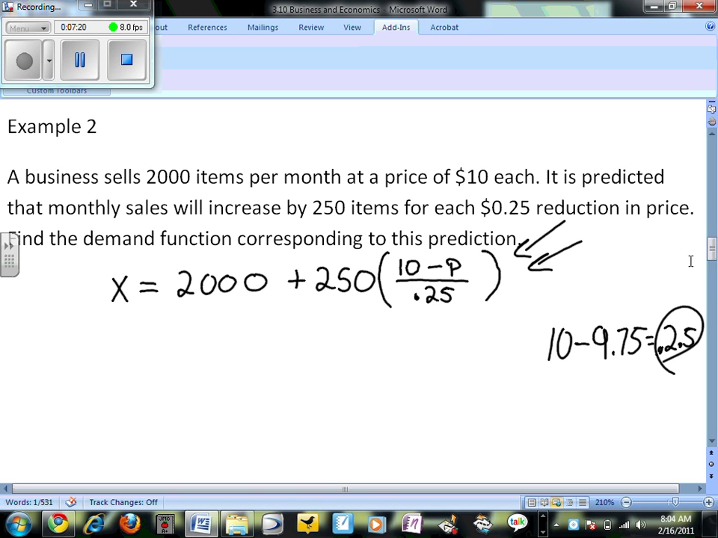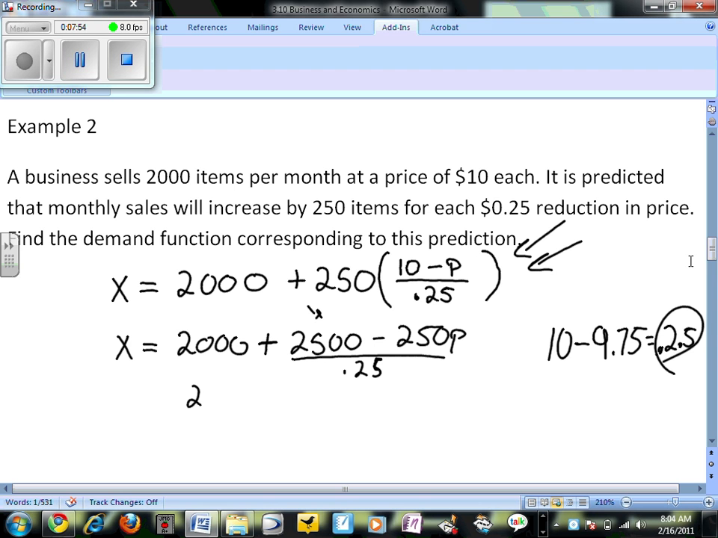But we want to write our demand function, so we want to get P by itself. Let's go ahead and simplify. We'll solve for P, our demand function. So we'll have 2,000 plus, if I distribute, 2,500 minus 250P over 0.25, which is 1/4. So if I'm dividing by 1/4, I'm really multiplying by 4. So I can multiply each of these by 4.